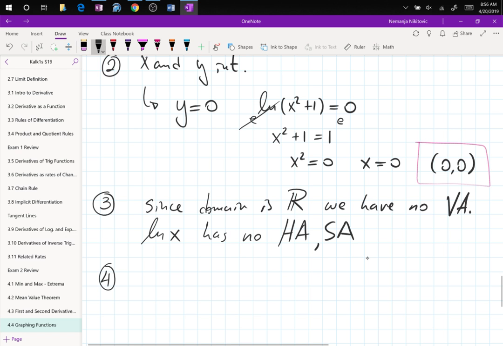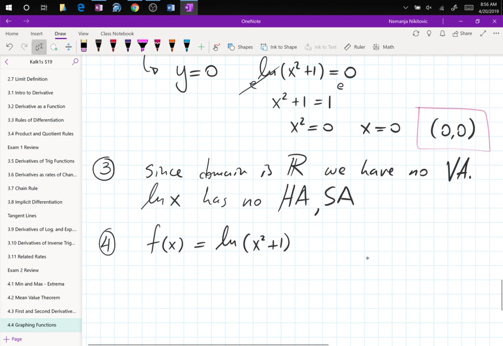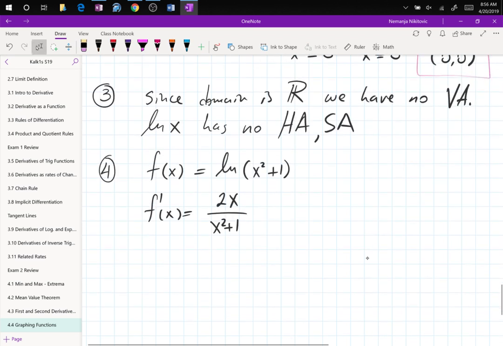Number 4, we are supposed to find the first and second derivative. So the function is ln of x squared plus 1. For the first derivative, remember, we take the function as is, and then we take its derivative up. It's f prime divided by f. f is whatever is in the argument over here. So that's our f prime, the first derivative.